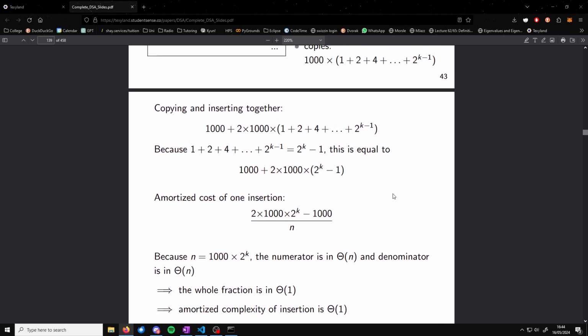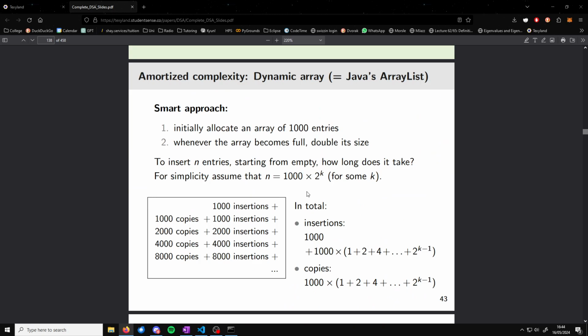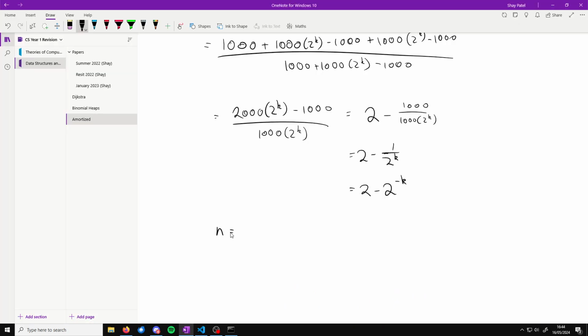Wait, so we know n is 1000 times 2 to the k. N equals 1000 times 2 to the k. So we can say the relationship between n and k is that n over 1000 equals 2 to the k, so log base 2 of n over 1000 equals k. So k is in O of log of n.